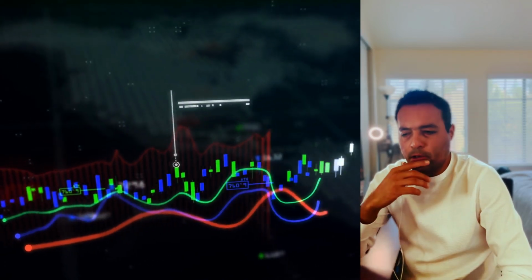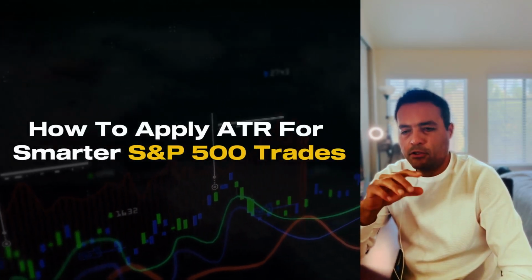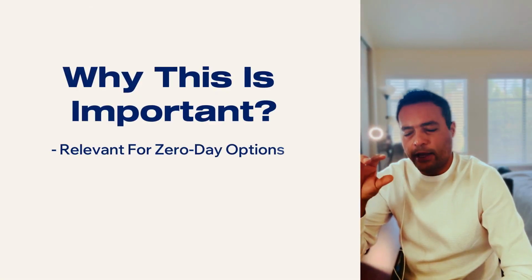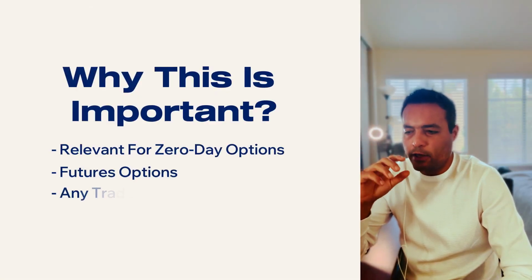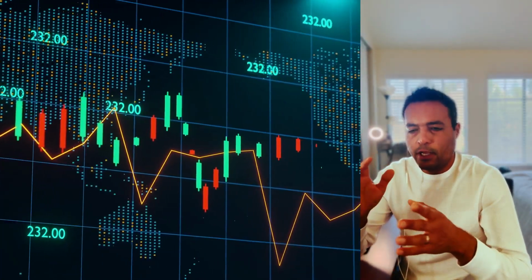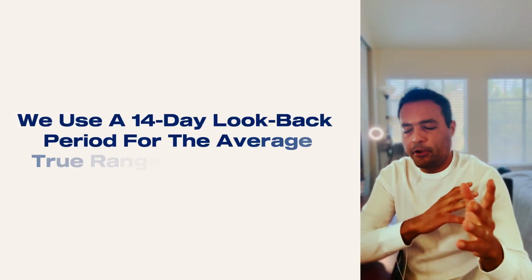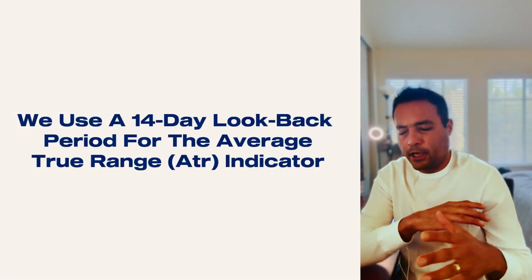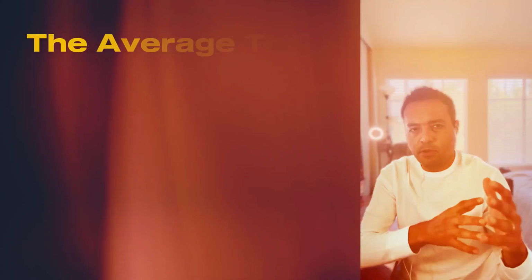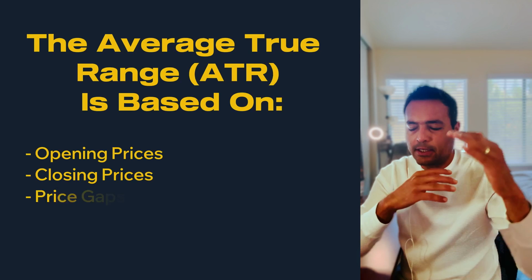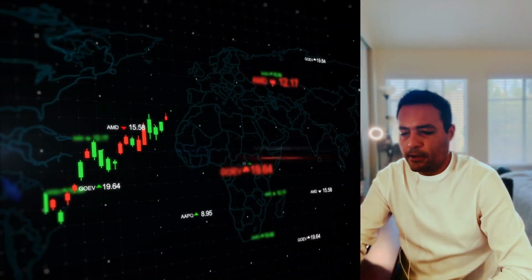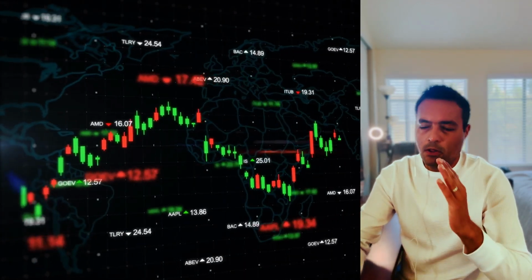Hey everyone, so today I want to show you how to look at the average true range of the S&P 500 index. This is important to trade any zero-days options or futures options or any kind of underlying ticker that you trade. I normally look at the daily range, and I'm going to show you the average true range of the 14-day period. So the look-back period is basically 14 days, which means the number that we see is actually an accumulation of the last 14 days' worth of opening prices, closing prices, and the gaps in between. That's what average true range calculates, and for that reason, it's a good indication of how the market will react.